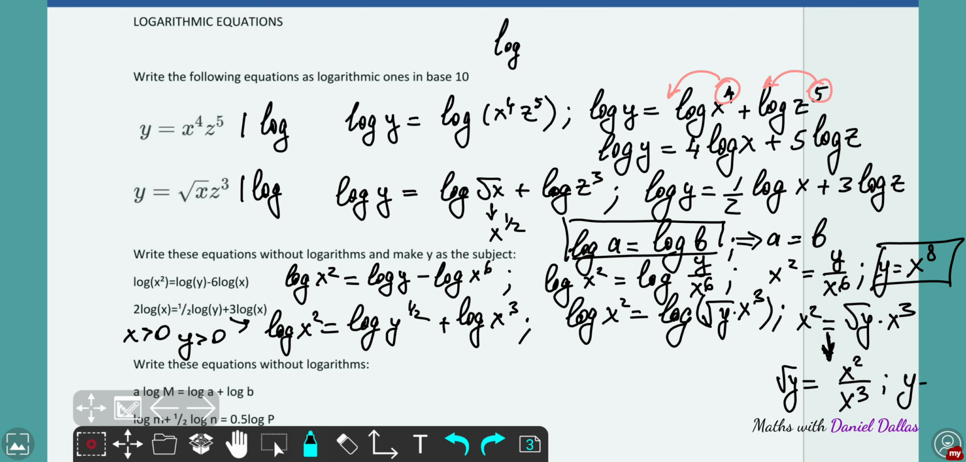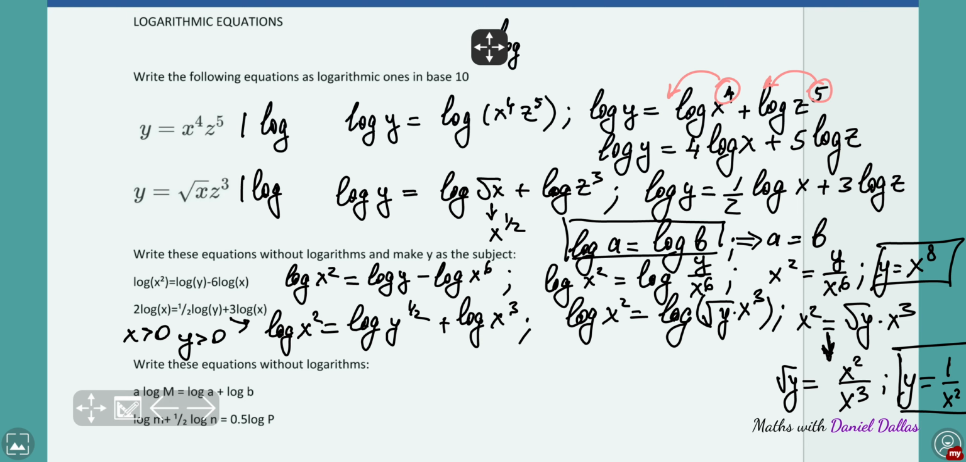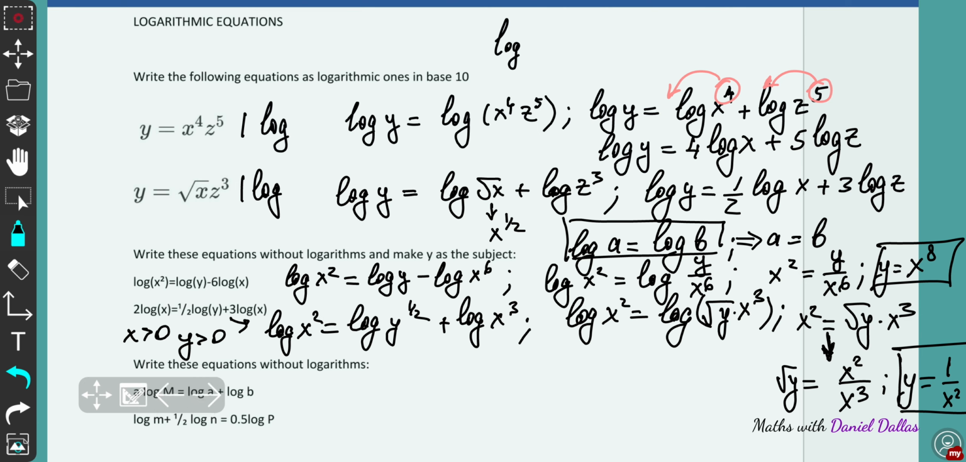And finally we will have y equal to, and here we cancel, so that means we have 1 over x, and then we square it up, so it's going to be 1 over x squared. So that's the final result that we have here: y equals 1 over x squared. I hope you understand how it works, and then we go to the next one. So let's move to the next one.